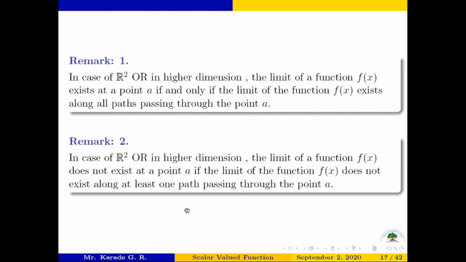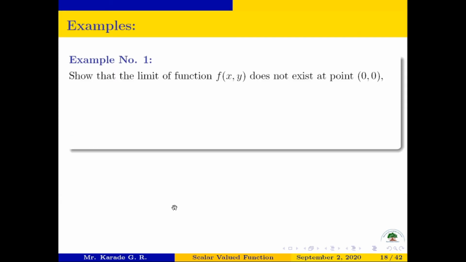So to show that the limit of a function does not exist at point A, we just have to show that there exists at least one path passing through that point, along which the limit of that function does not exist. Then we say that the limit of that function at that point does not exist. So the second remark is very important.